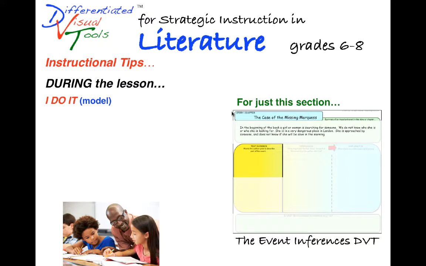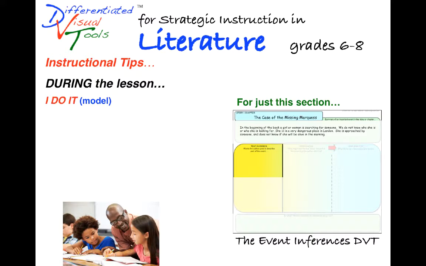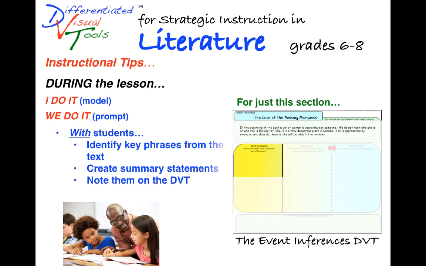Then in the next section, where we start identifying text evidence, we're going to continue with the I do it, and then we're going to gradually shift into a we do it approach. During the we do it, we'll again read aloud a passage, and then with students identify key phrases. Then for the next section of the story, which is identifying the text evidence or words that the author used to describe part of the event, we'll start using we do it tactics, which is basically prompting students and guiding their responses as you together co-construct the ideas to note on the visual. So with students, we'll identify key phrases from the text and then practice creating summary statements and then noting them on the DVT.